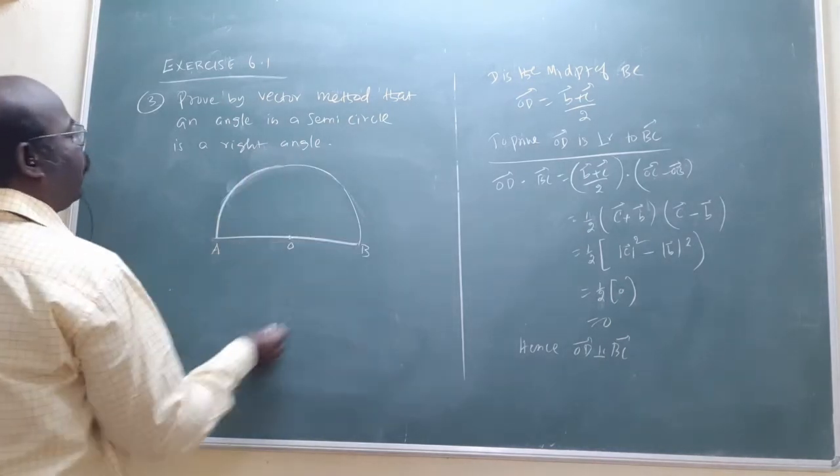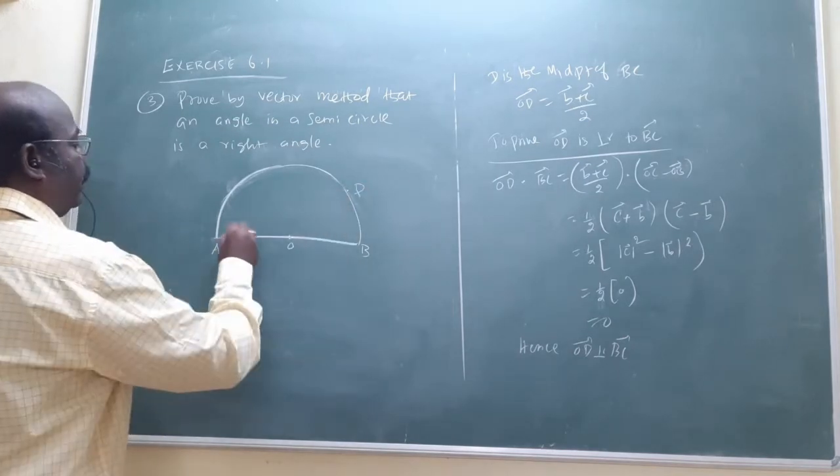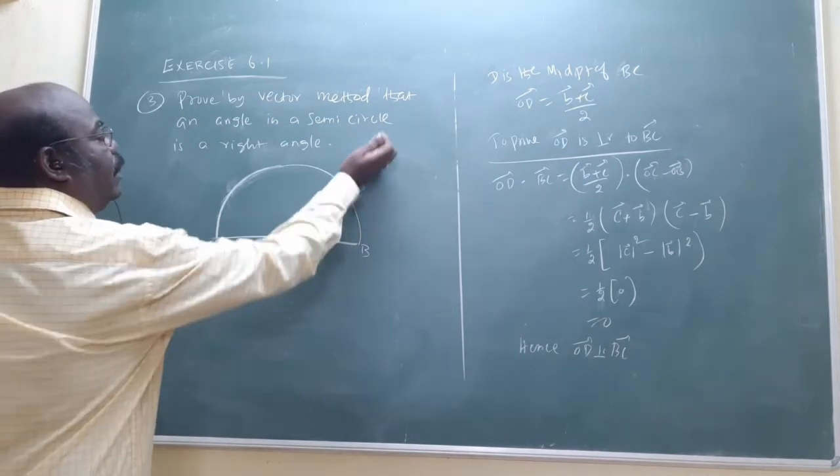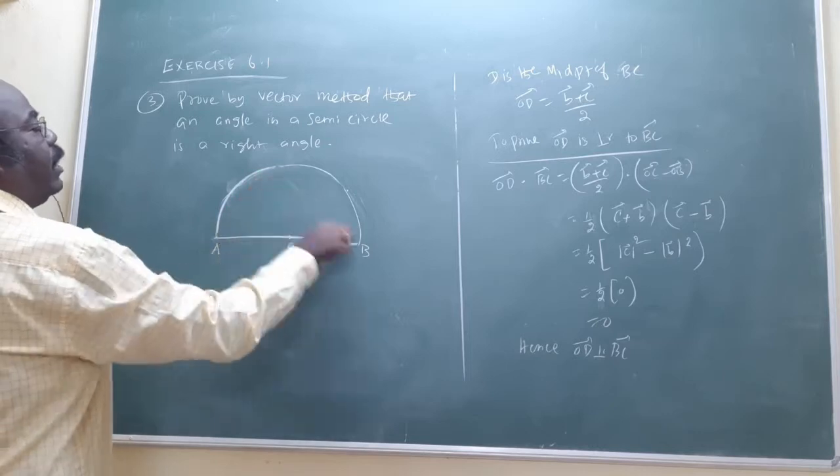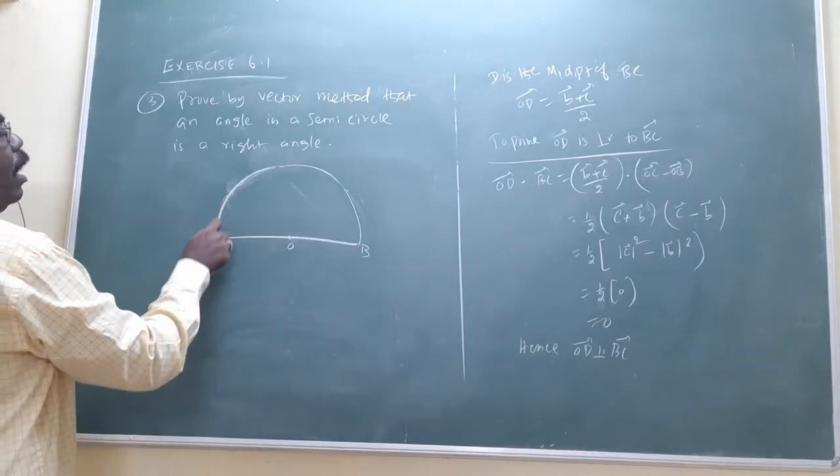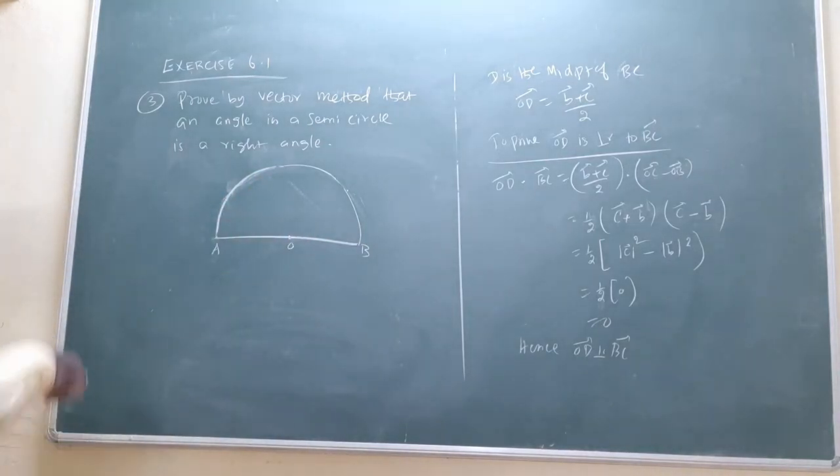Now suppose any point is what? Suppose you put point P here. Join this point, this is always 90. Suppose here you put point P, this is also 90 degrees. Put point P here, always 90 degrees. In this way, the angle in a semicircle is a right angle.